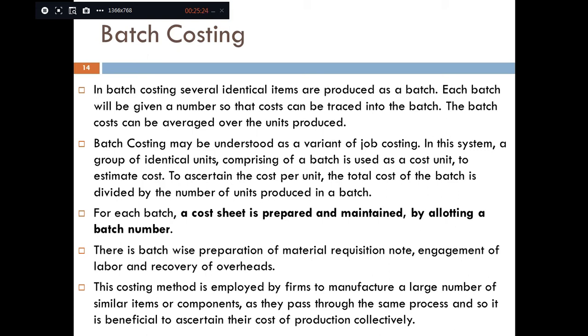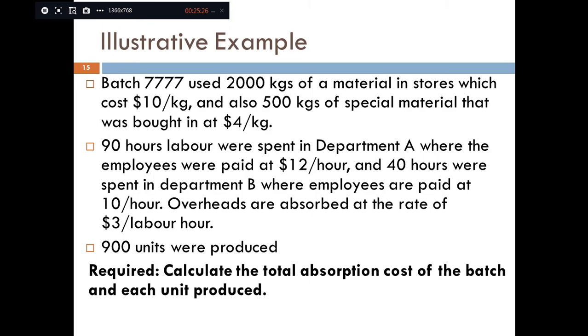Okay, so let us see an example of batch costing. Assume that batch 7777 used 2000 kilograms of material in storage, which costs $10 per kilogram, and also 500 kilograms of special material that was bought at $4 per kilogram.